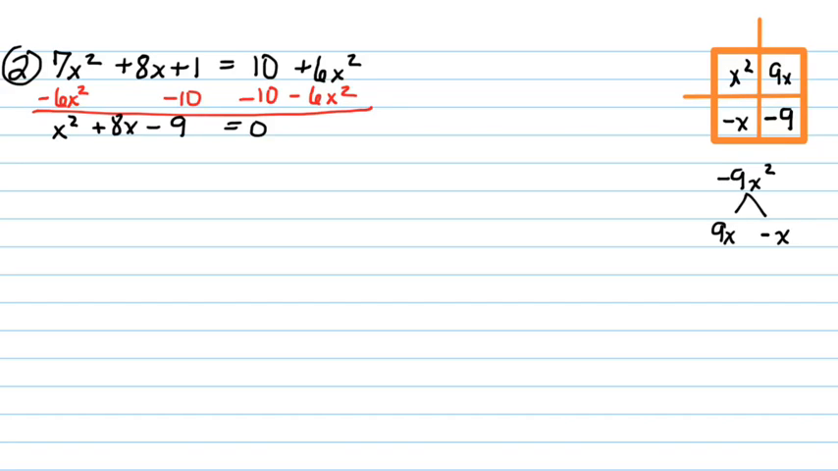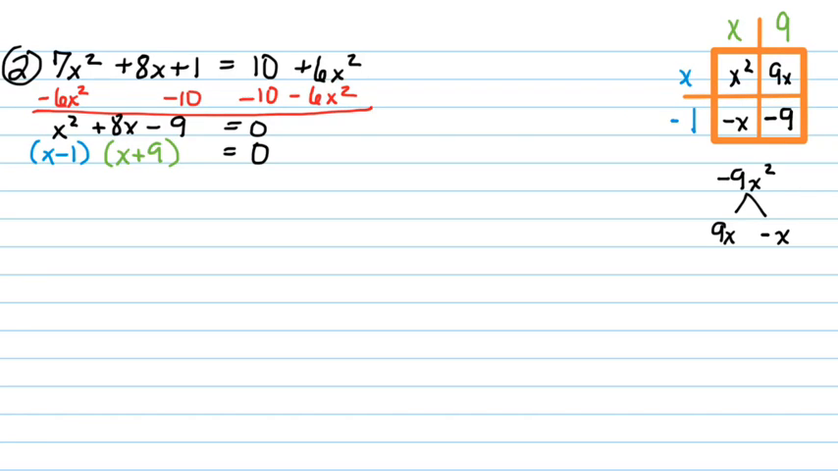And let's do the rows first. I have an x that comes out of the first row and a negative 1 that comes out of the second. So I'll go ahead and write down my factor. X minus 1. Now let's do the second one. I have, on the first column, an x, and on the second one I have a positive 9. So x plus 9. And that's equal to 0.